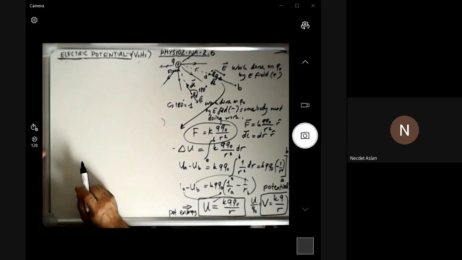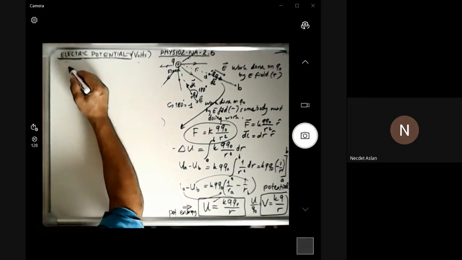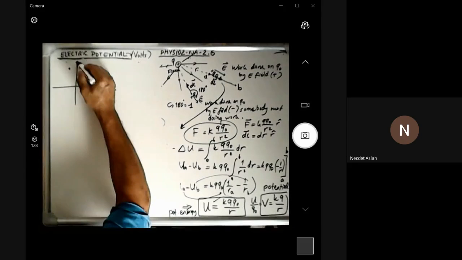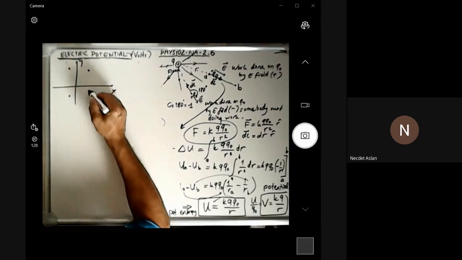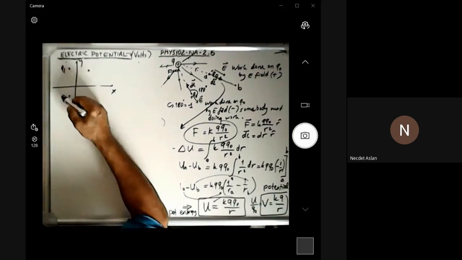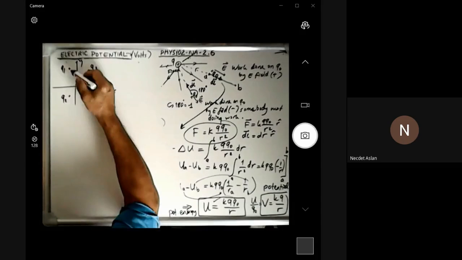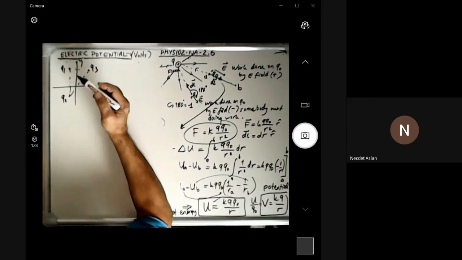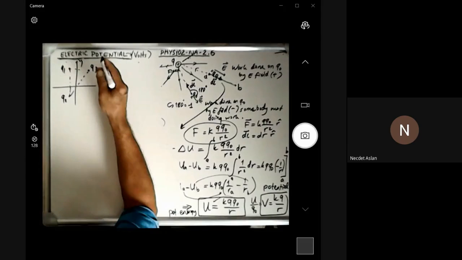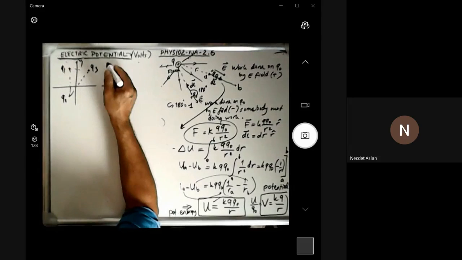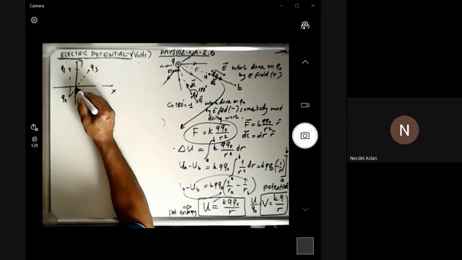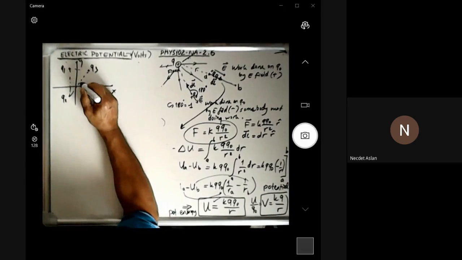Let's have a few charges like this in space, like that. Okay, three charges, Q1, Q2, and Q3. Now if you can measure the distances between them, you don't need any vector business. Remember, for the electric field, we had X and Y components, but now to calculate the potential energy, all you need is to know the distances between the two.